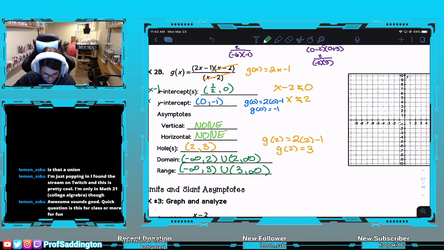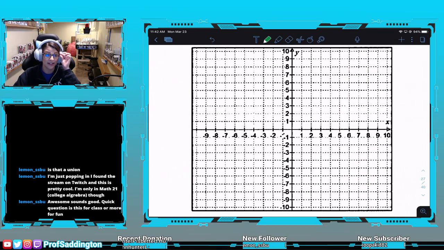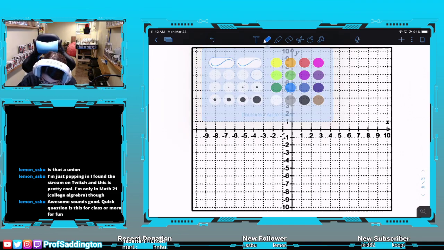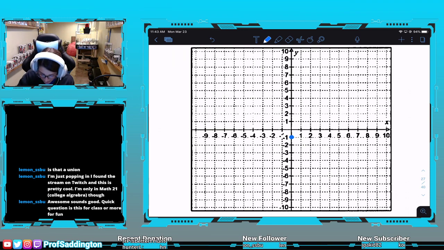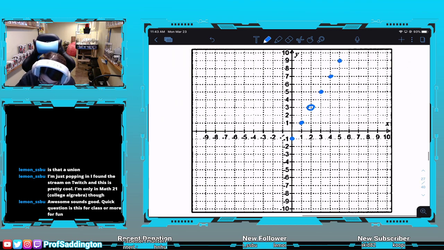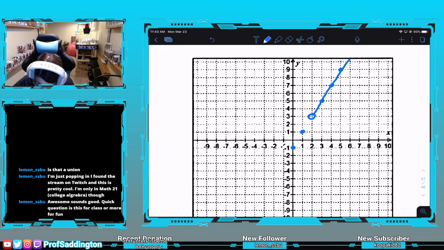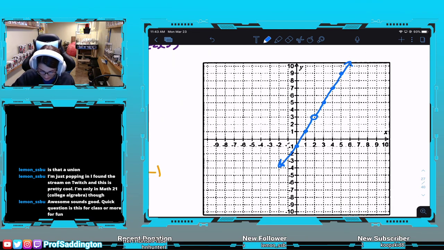Okay. Now I don't need to do any test points or anything because I don't have any asymptotes. I just need to remember when I get to that point 2, 3, I'm going to put a hole there. But other than that, it's pretty much just like graphing a line. So let me pick a bright color so it stands out. So we know we have 0, negative 1 as a point, and we know we have 2, 3 as a hole. So I'm just going to make that an open circle. And this line has a slope of 2, so up 2 over 1, up 2 over 1, and it keeps going on and on. So we can just connect our line. Okay. Very good.